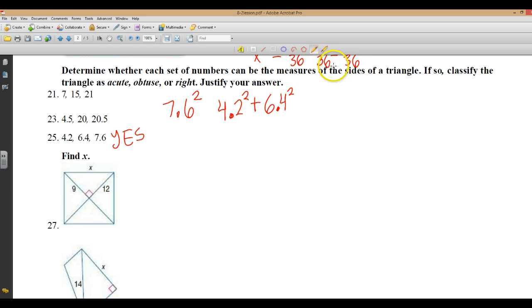So if I square these three numbers, I would have 57.76, 17.64, and 40.96. So 17.64 and 40.96 add up to 58.6. So 57.76 is less than 58.6. So if the longer side squared is less than the sum, then it is acute.